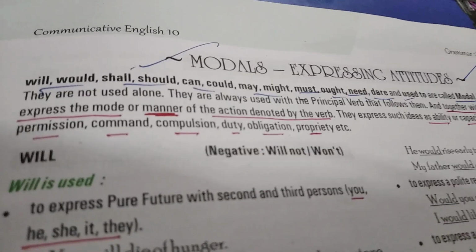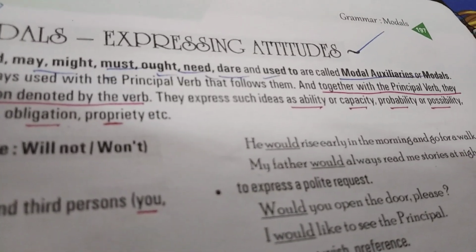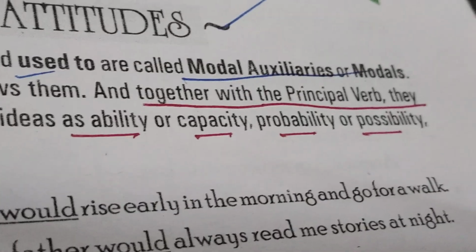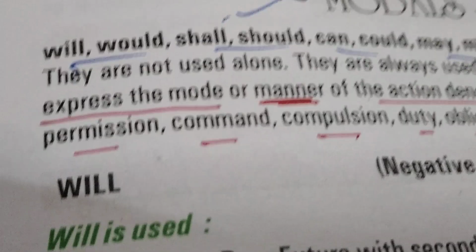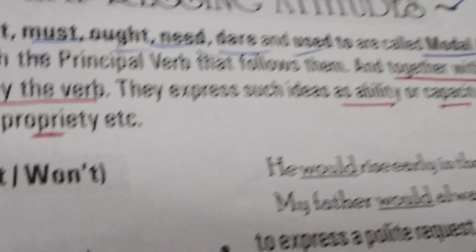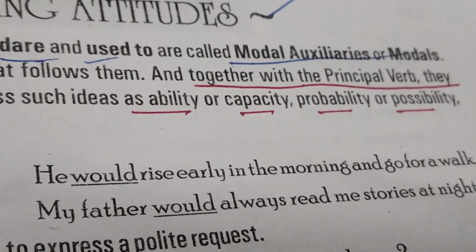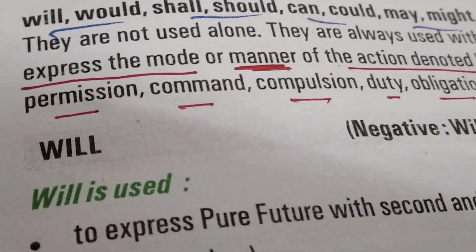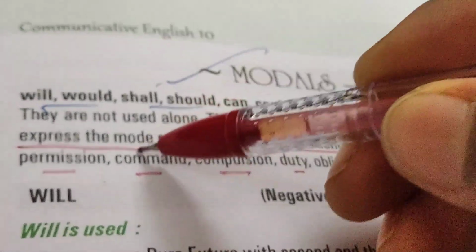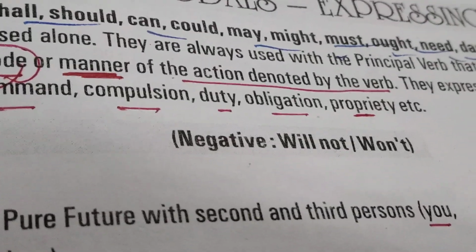Some of the modals are will, would, shall, should, can, could, may, might, must, ought, need, dare, and used to. They are called modal auxiliaries or modals. They are not used alone. They are always used with the principal verb that follows them. And together with the principal verb, they express the mode, see the word mode, that is why they are known as modals, the manner of the action denoted by the verb.